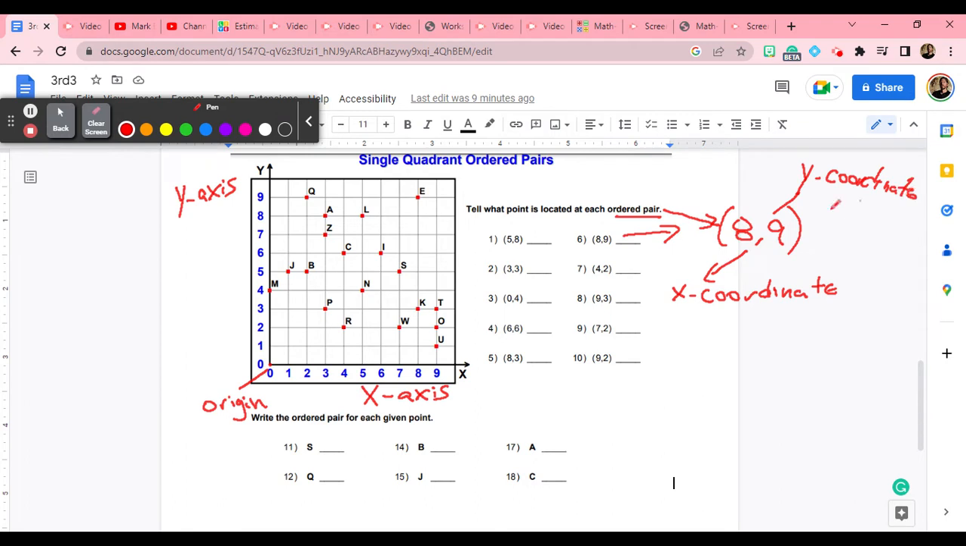Okay, and what we do here is when we look at two numbers like this, 5 and 8, that tells us where to go on this coordinate plane, this grid. So what that tells us is we would go 5 across and 8 up. We always travel along the x-axis first before we go up the y. So if you think about it like this, we're going to crawl across the x-axis before we climb up.